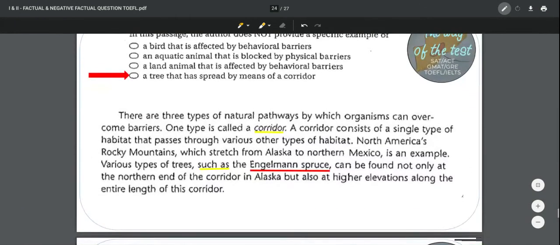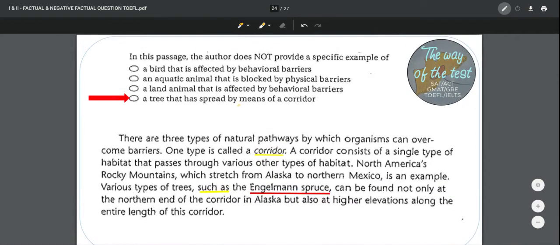Now we're going to see the last one, a tree that has spread by means of a corridor. And we find that the Engelmann spruce, here in the passage that's talking about a corridor, is the example of the tree that's spread by means of a corridor. Again, I don't know whether this is a tree or not. How would I know that it's a tree? Because it says various types of tree, and then we have a keyword such as. That transition lets us know that this is a type of tree, because we say types of trees such as, okay? And this is how we know.